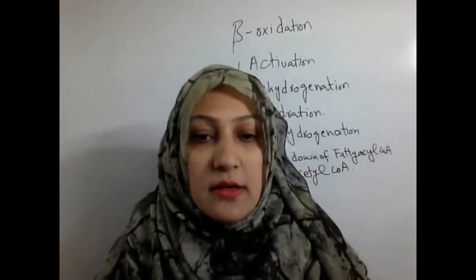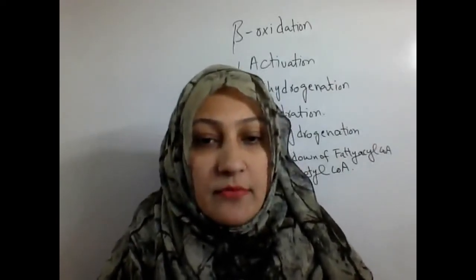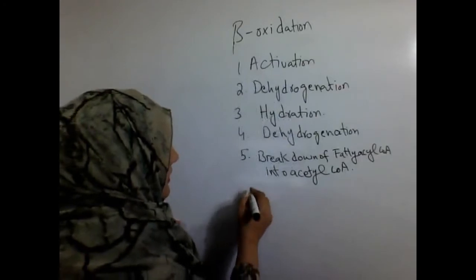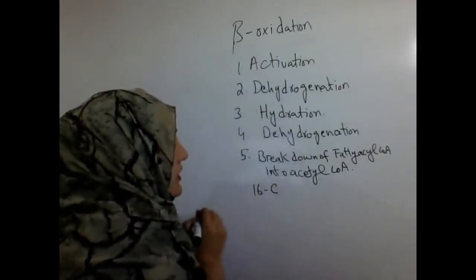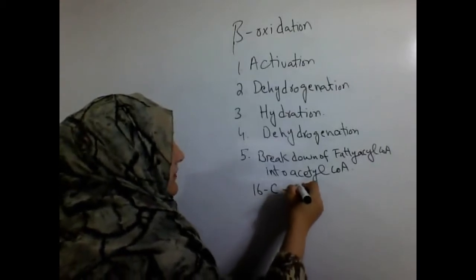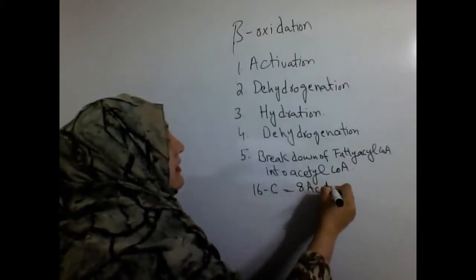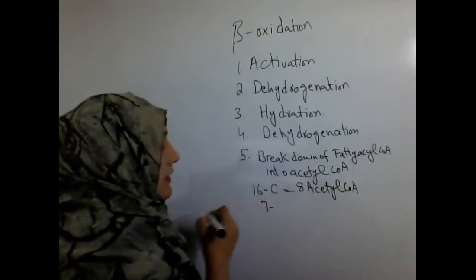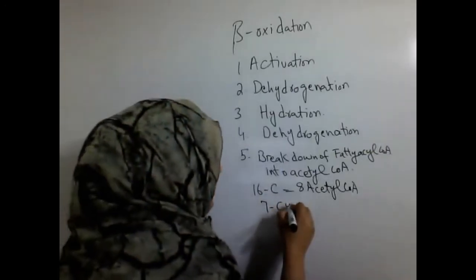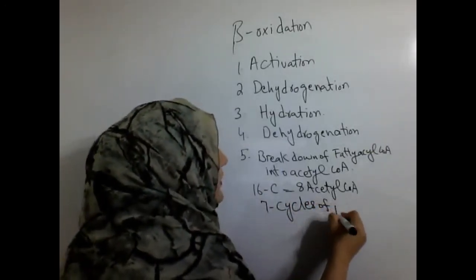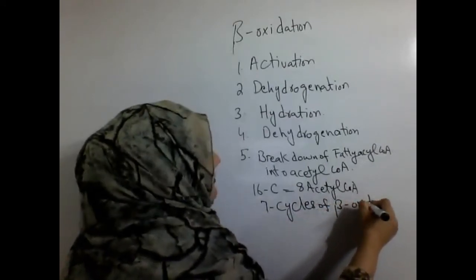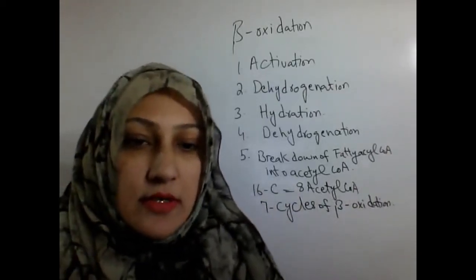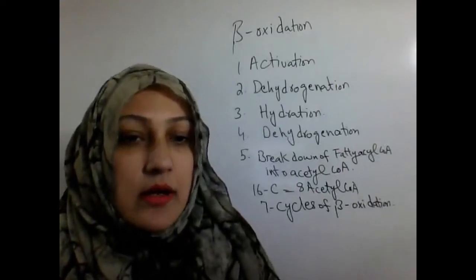As we calculated the energy production during this beta oxidation, we see that if we have a 16 carbon molecule, it would produce 8 acetyl CoA, generated by 7 cycles of beta oxidation. These 8 acetyl CoAs are generated by the 7 cycles of the beta oxidation.